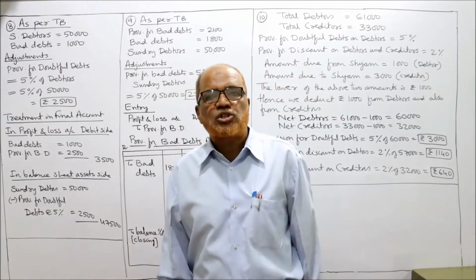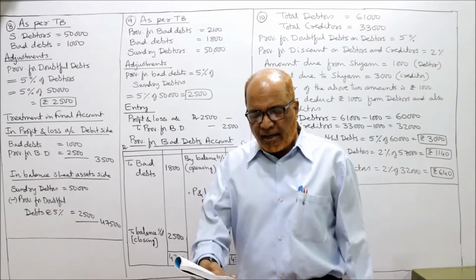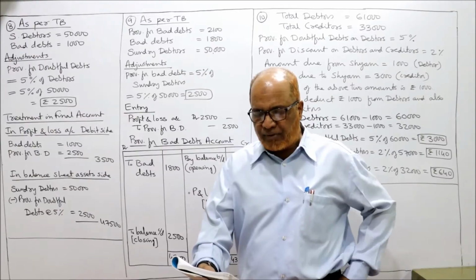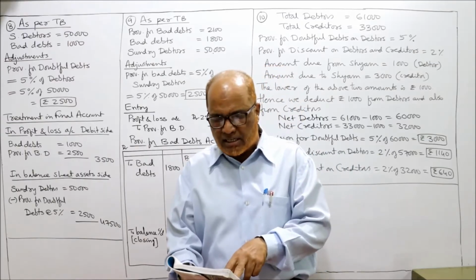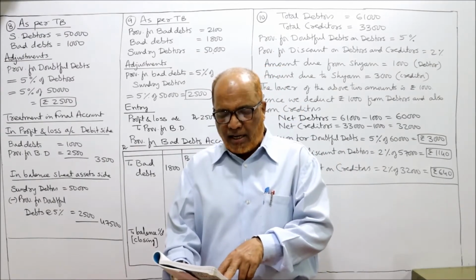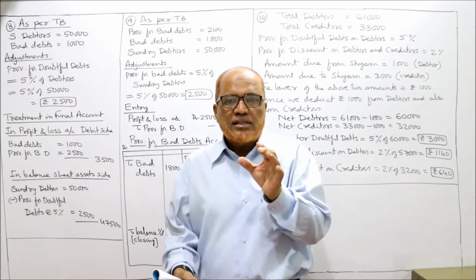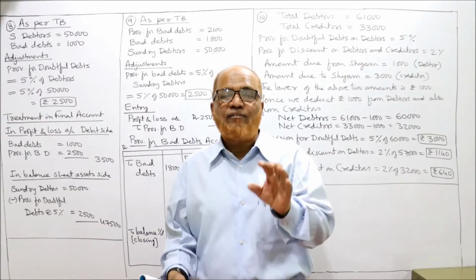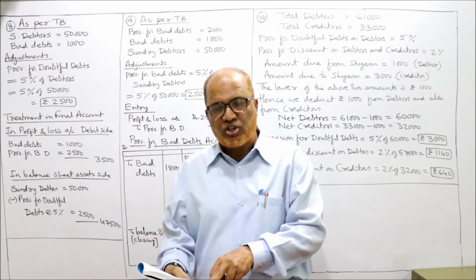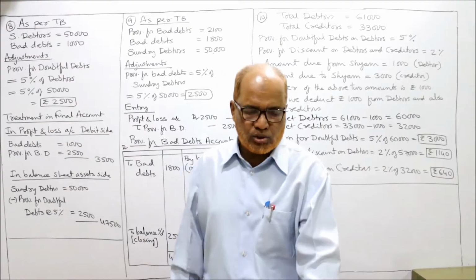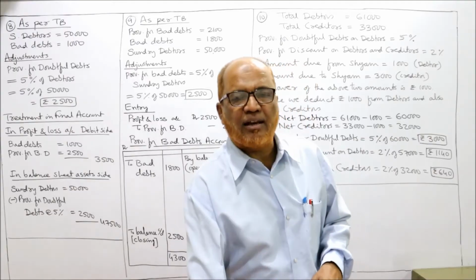Now I'm going to start the next problem, that is problem number 8. A trader's trial balance contains sundry debtors 50,000, bad debts 1,000. So in the trial balance, these two items are given, that is debtors 50,000 and bad debts 1,000. It is desired to provide for doubtful debts at 5% of the debtors. So it is asking you to make the adjustment of 5% provision for doubtful debts on debtors, and show the treatment in final accounts.